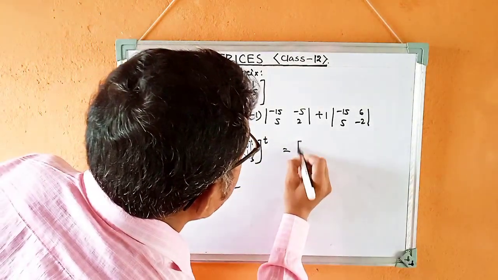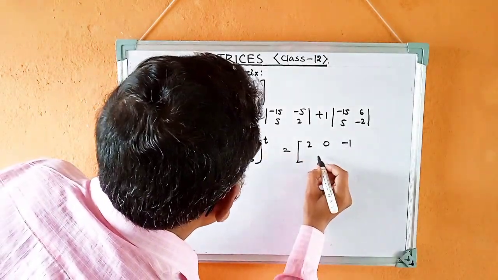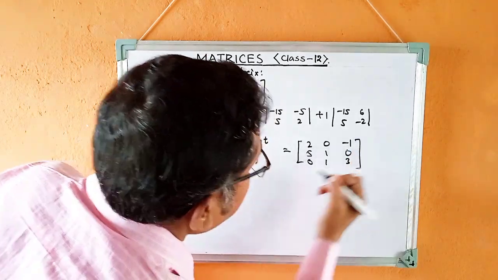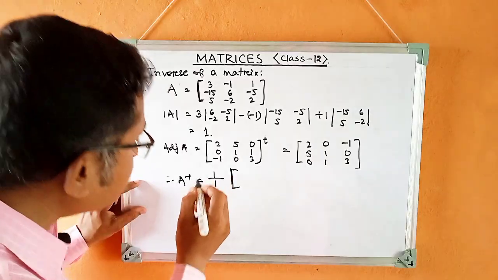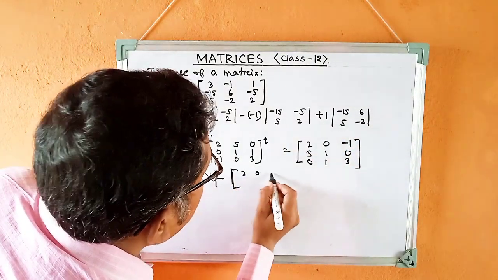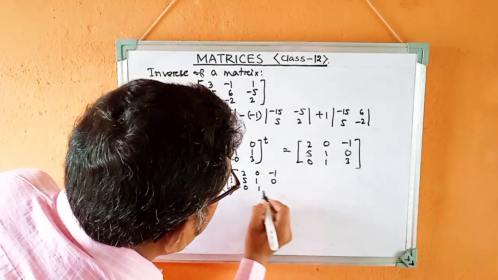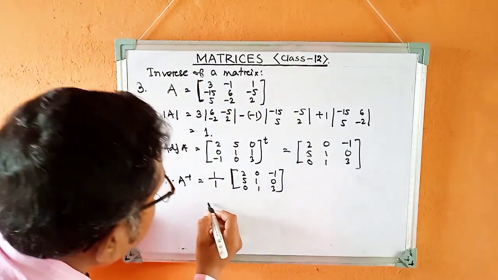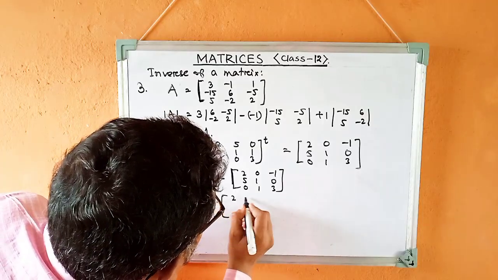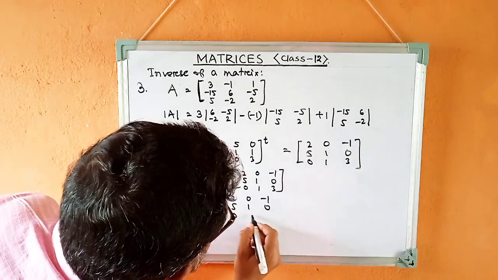Okay, how to find the transpose? Just interchange row and column. That means 2, 0, minus 1, then 5, 1, 0, after that 0, 1, 3. So 1 by determinant A, that is 1 by 1, into the adjoint, here 2, 0, minus 1, after that 5, 1, 0, then 0, 1, 3. That means 1 into this, that means this. So finally we find A inverse equal to 2, 0, minus 1, then 5, 1, 0, then 0, 1, 3.